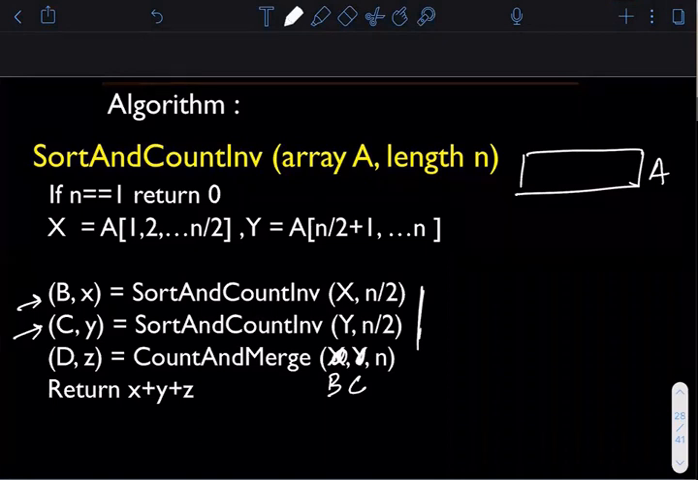The Z thing only counts your split inversions, but remember you also have to count the left inversions and the right inversions. These first two things are actually doing that. They are counting your left inversion and right inversion, and then you are doing the split inversions. That you are sending to your parent.